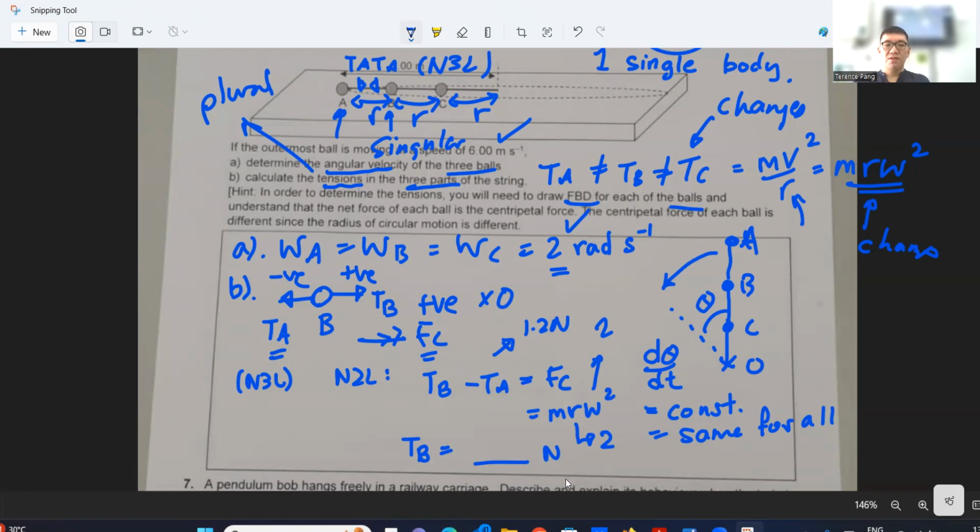Okay? So this question, actually, there's a lot of steps involved for finding ball B. Ball A is the easiest. You should start with that. Ball C also works the same way. So once you found the tension in B, between B and C, you can then find the tension in C. Or you can just find C directly, since you know the m r omega squared.